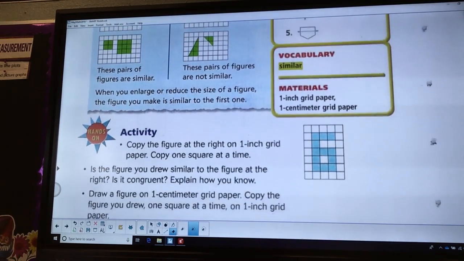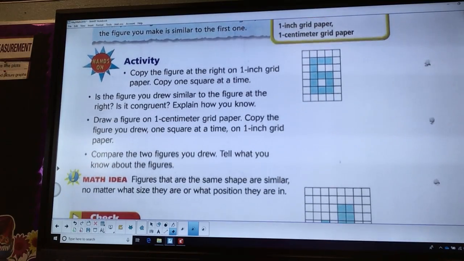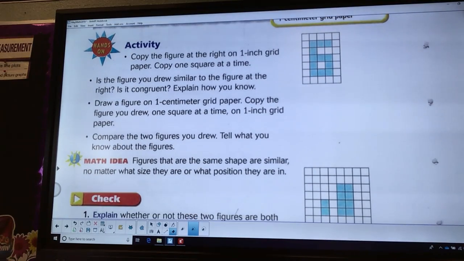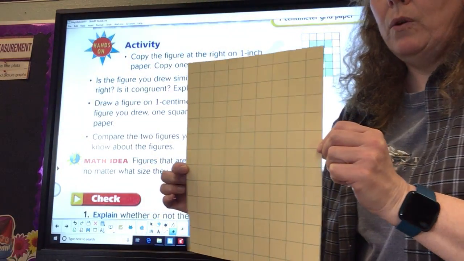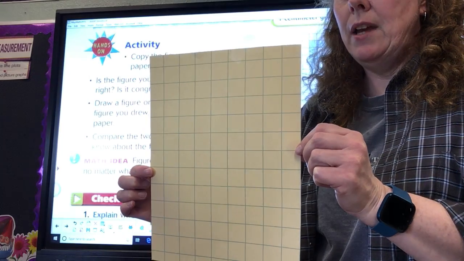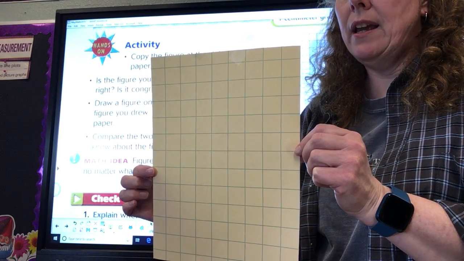Now, they do have a little activity here for us, but we didn't send grid paper home, so I want you to just watch on this part. It says, copy the figure at the right on 1-inch grid paper. Copy one square at a time. This is what 1-inch grid paper looks like. Each one of those squares is exactly 1 inch.